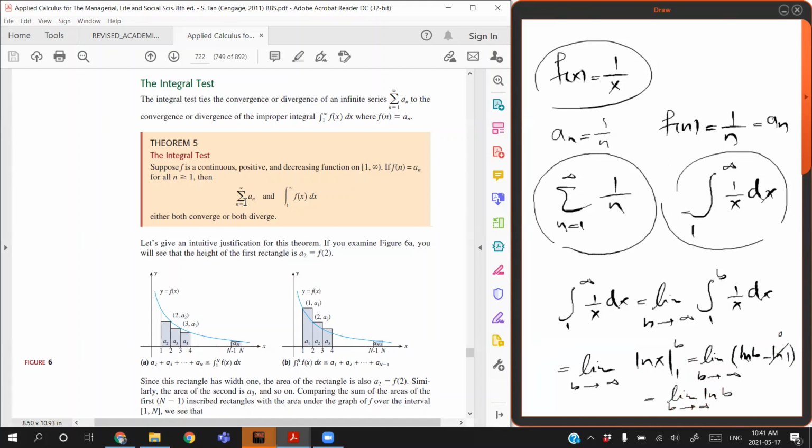So we know that this part is 0, so it's the limit of ln of b as b approaches infinity. And what happens to the ln function as the argument to the function goes to infinity? That's going to be equal to infinity. So this improper integral is divergent. It does not approach a finite number. Then by the integral test, we know that this series, which is called the harmonic series, is also divergent.